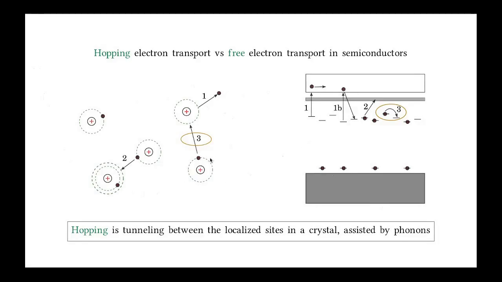Simultaneously, a bound electron can also propagate through the crystal by quantum tunneling to a nearby empty state. This process is shown as process number 3, also on the left and on the right diagram. In general, hopping is defined as tunneling between the localized sites in the crystal assisted by phonons.